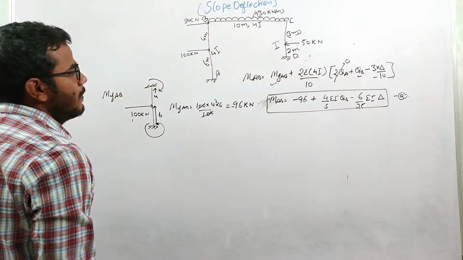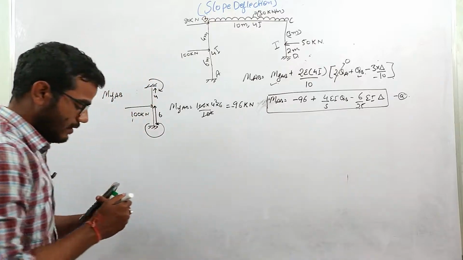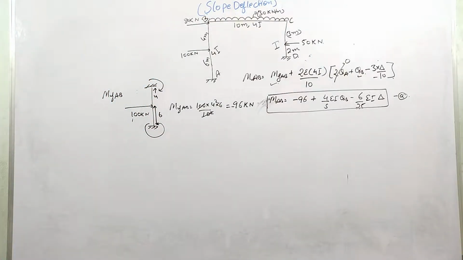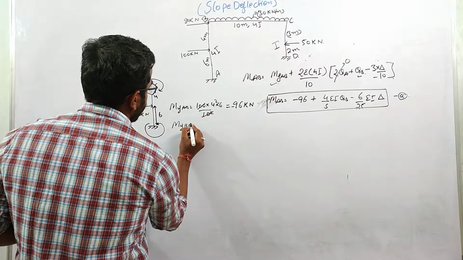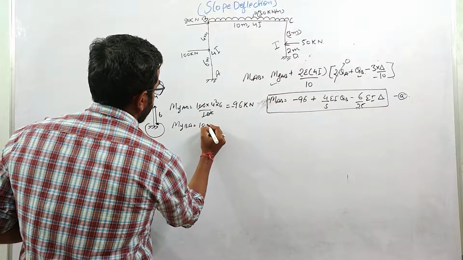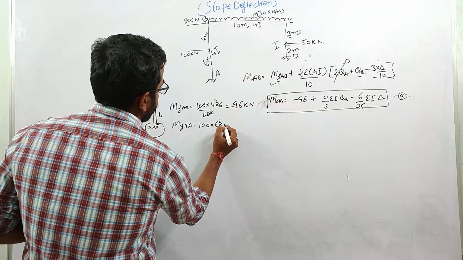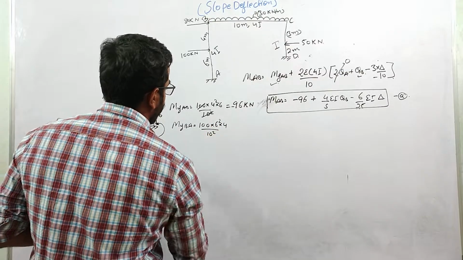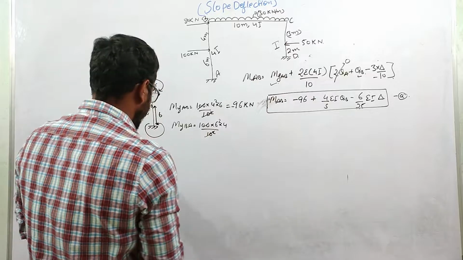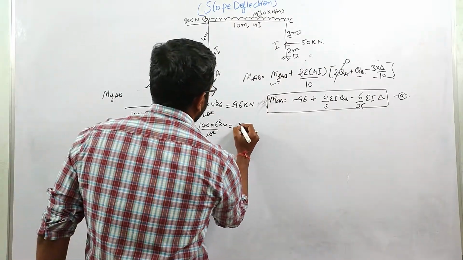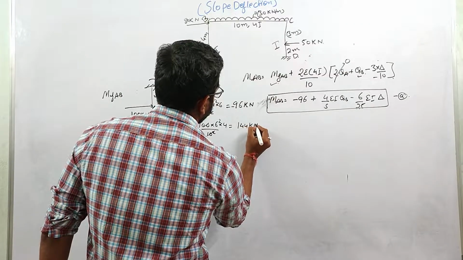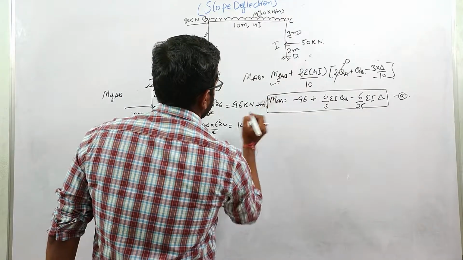Now, the value of MFBA will be 100 into 6 square into 4 over 10 square. Okay, so this value will be 36 into 4, which equals 144 kilonewton meter.